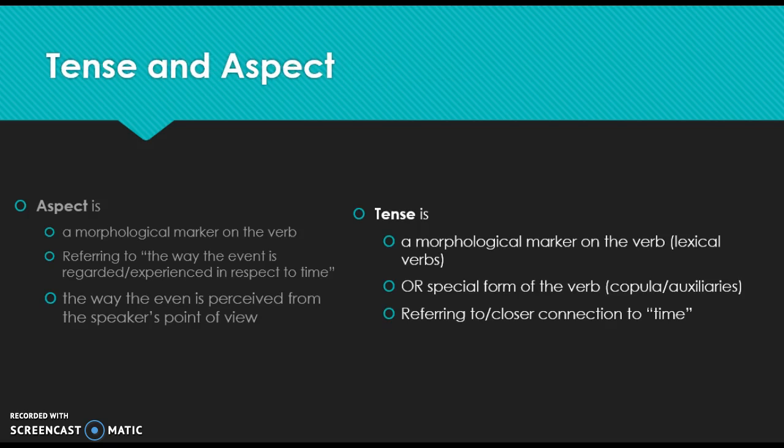As a reminder, we know that tense is a morphological marker on the verb, the lexical verb, and or it could be the special form of the verb for irregulars or the copula or auxiliaries. And tense is closer to time than aspect is, but it's not exactly tightly related, as we'll see.